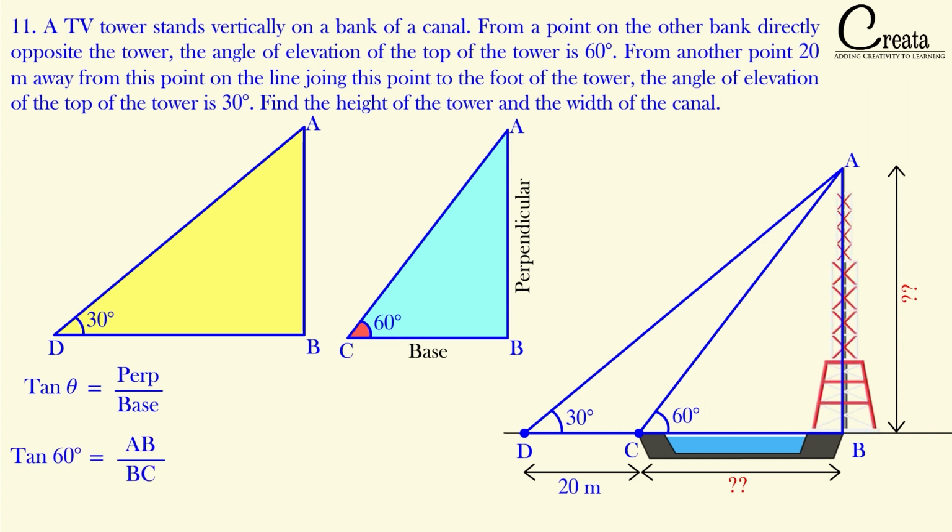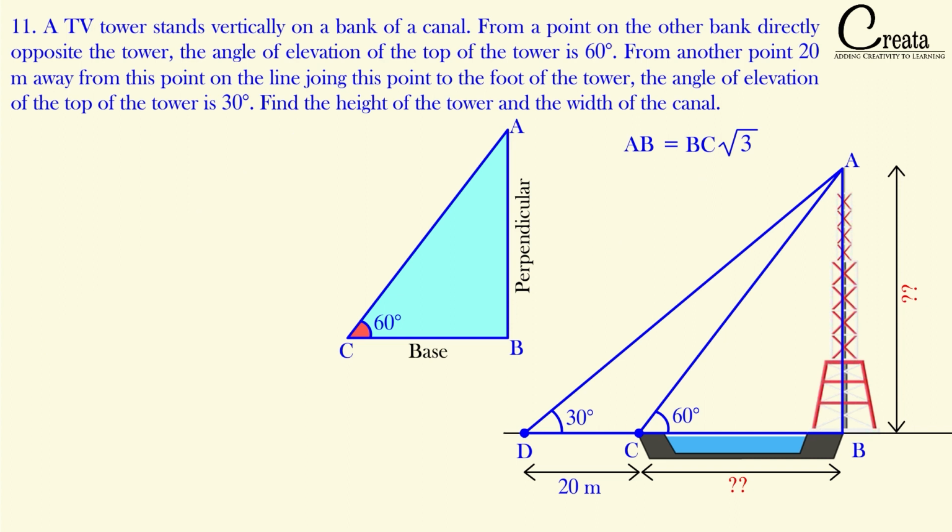We got tan 60 degrees is equal to AB upon BC. And what is the value of tan 60 degrees? Tan 60 degrees is root 3. On solving, we got AB is equal to BC root 3. So this is the equation. Let's keep this equation on the side. We will use it later on.